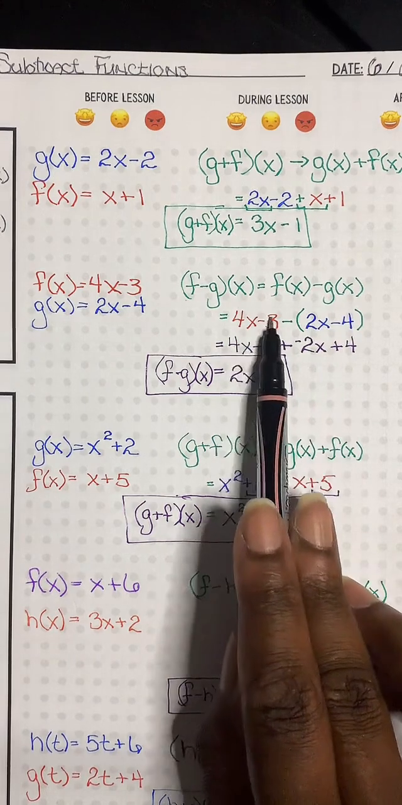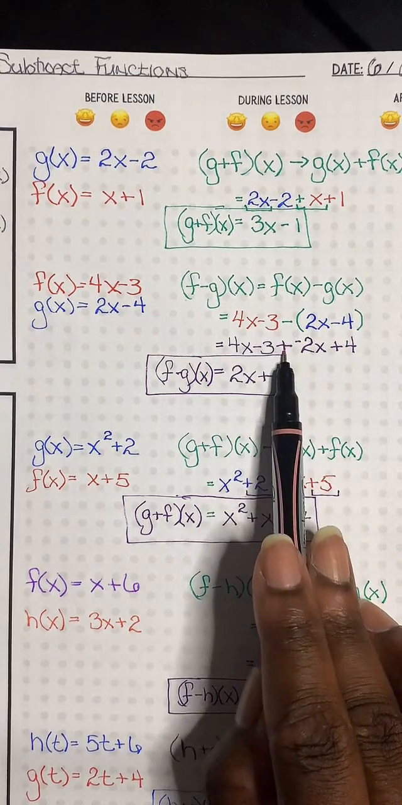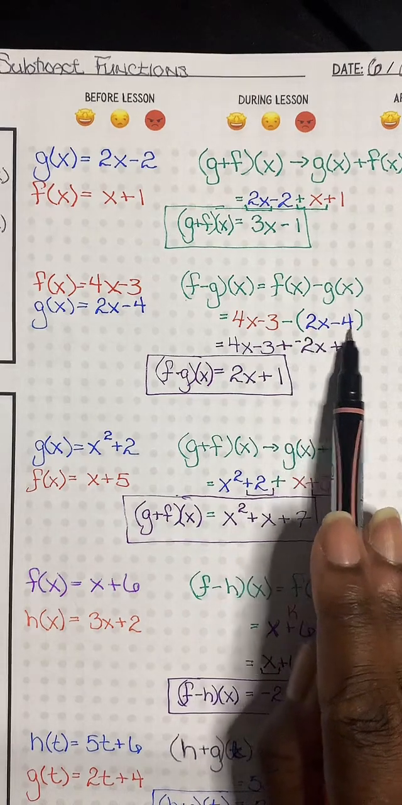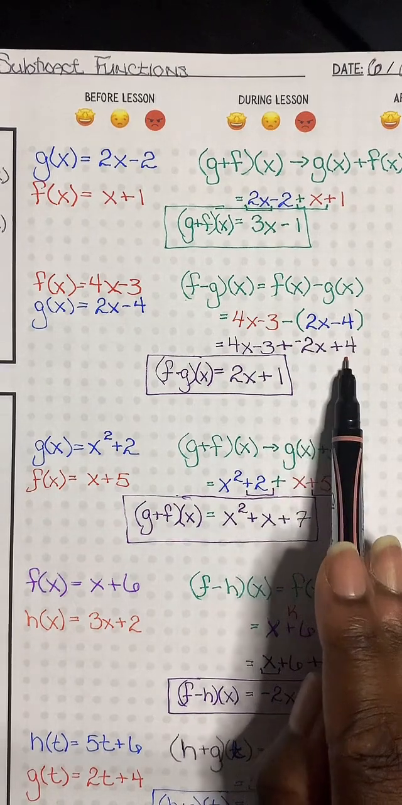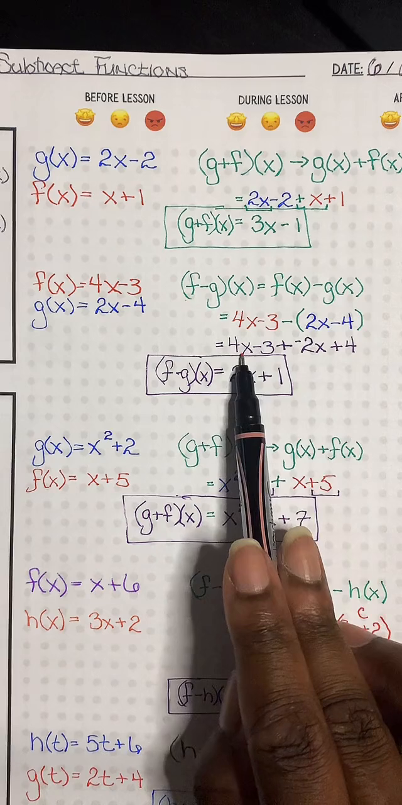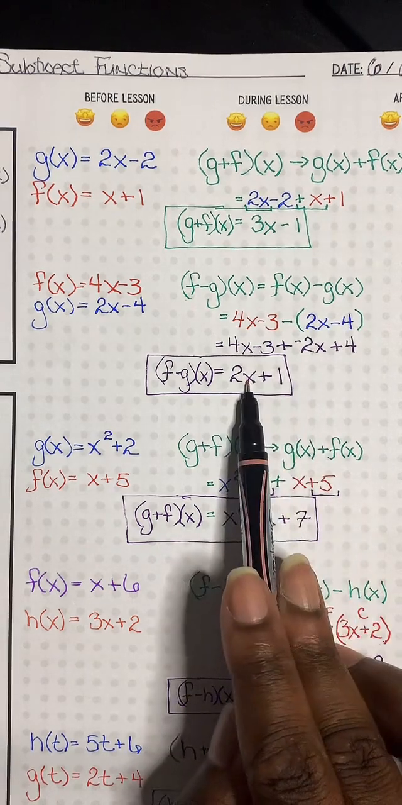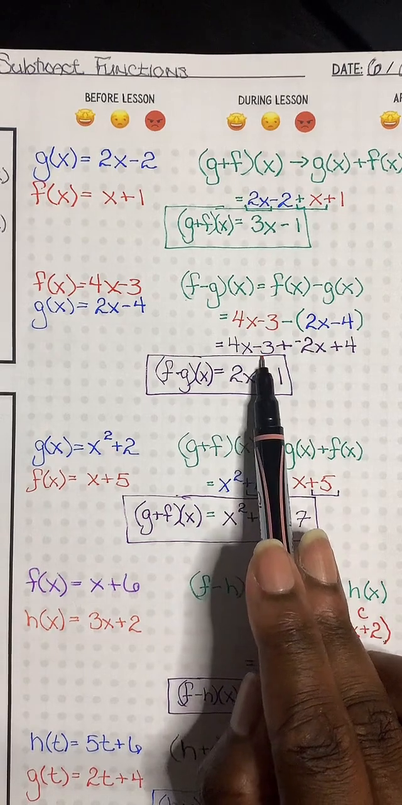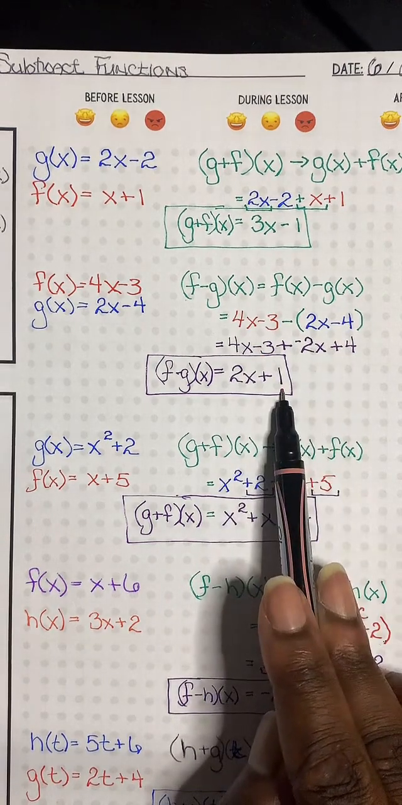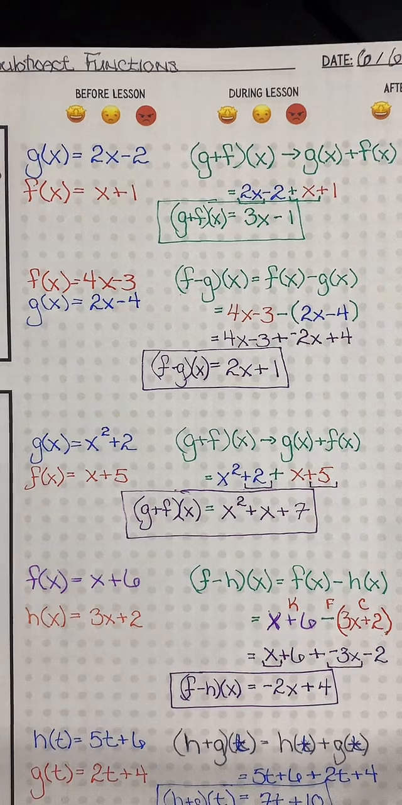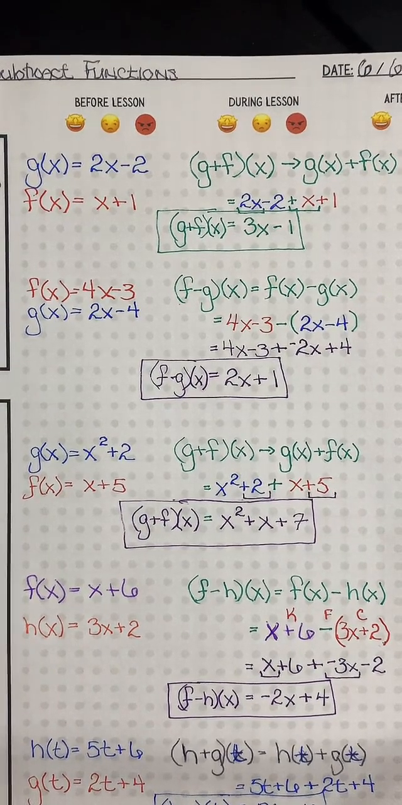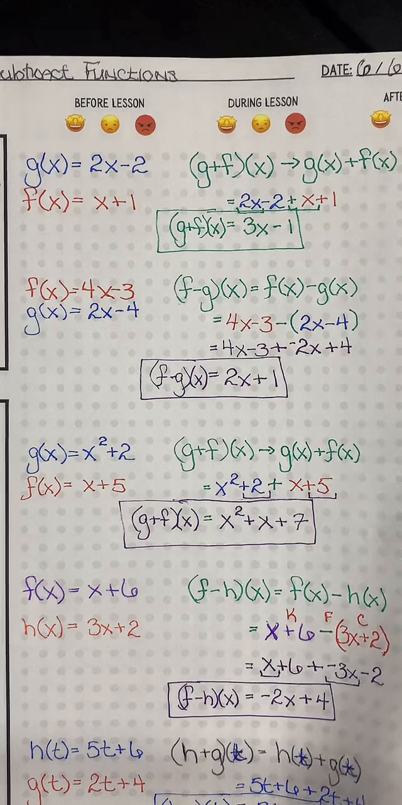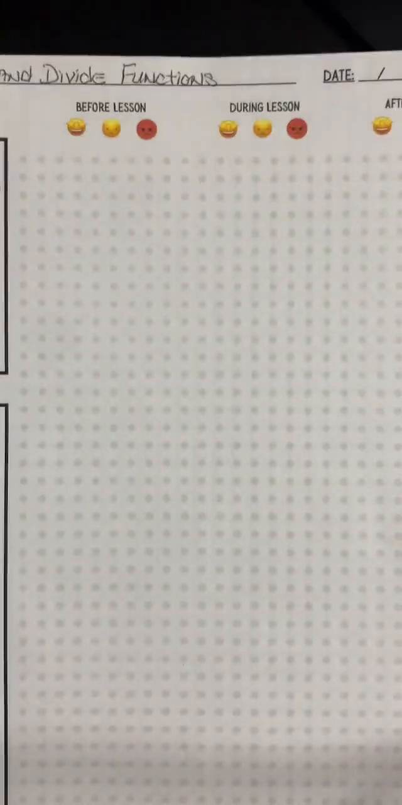So that's why I like to do keep, flip that minus to a plus, and then change all the signs of the second function. So that will be a negative 2x, and this will be a positive 4. So when we have 4x plus negative 2x, that will give me 2x. And when we have negative 3 plus 4, that will give me 1. All right, so that is a general recap of what we were working on last time with adding and subtracting of functions. Now we're about to enter into the world of multiplying and dividing.